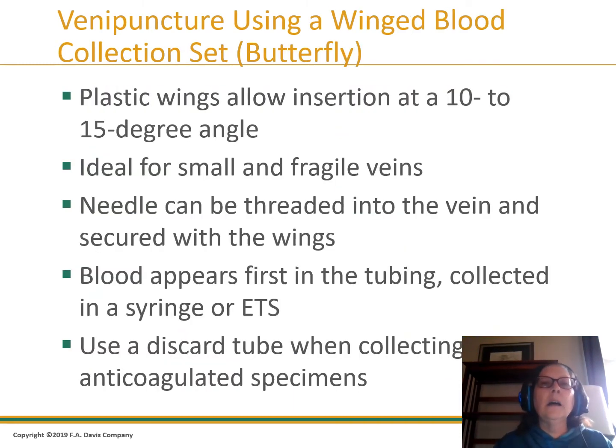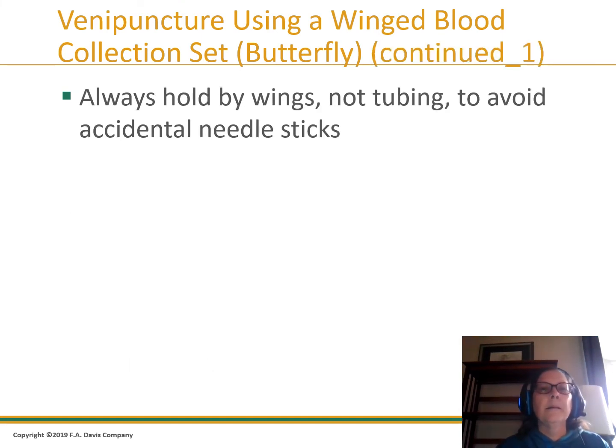The winged blood collection set is also known as the butterfly. It is inserted at a 10 to 15 degree angle and is ideal for small fragile veins. It can be used with a syringe or an activated tube system. You must have a discard tube that can be used to remove the air from the tubing so it doesn't affect the volume of your next tube. The wing collection set is meant to be held by the wings, not the tubing.